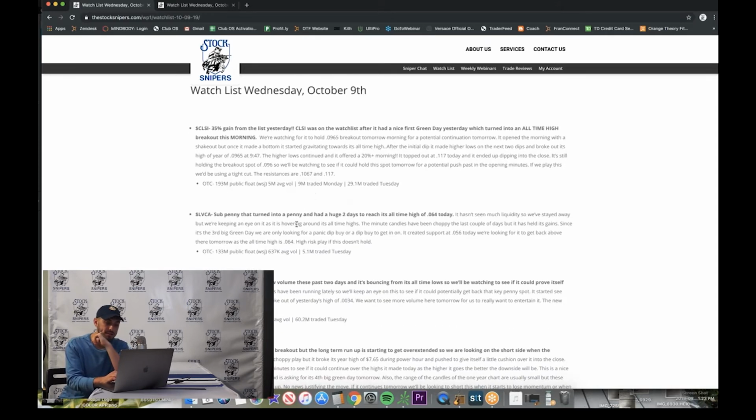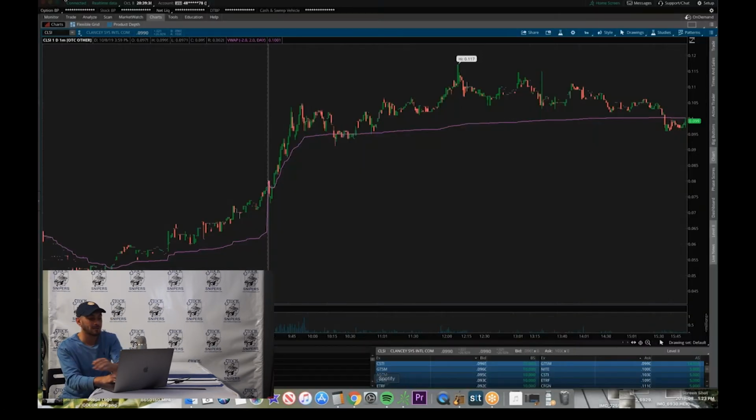LVCA, the next one. It's a sub penny that turned into a penny that had a huge 2 days and ended up reaching its all-time high today at 0.064. Quick breakdown of this one. We hadn't seen much liquidity for us to be super interested in playing this. However, we're keeping a hot eye on it because it is now hovering around its all-time high. So let's check out LVCA.